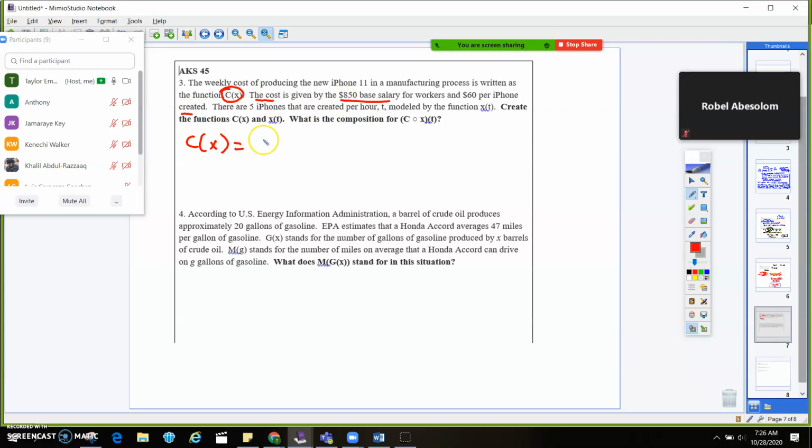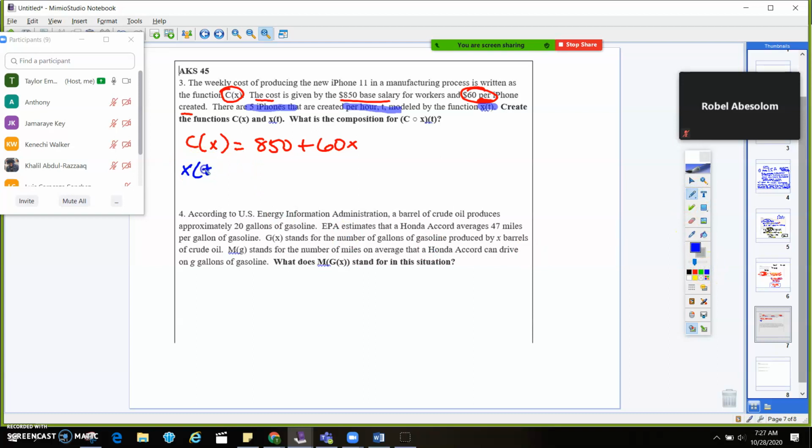So we've got 850 plus $60 per, and that per always tells us that we're going to probably multiply 60 times x. And the reason why I chose x is because x is inside these parentheses, right? That's going to be my variable. All right, so let's read the next sentence. Then it says there are 5 iPhones that are created per hour, t, modeled by the function x of t.